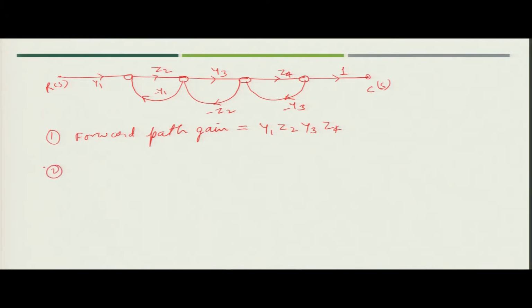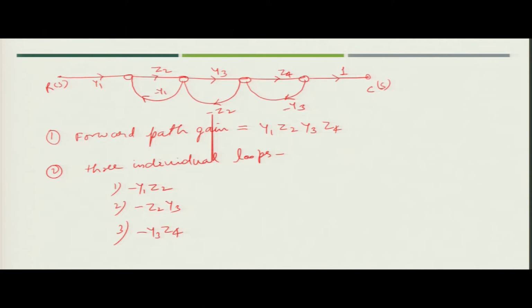Next, we need to find out how many individual loops we have. Here we will have 3 individual loops. What are those individual loops? The first one will be minus of y1 z2, the second would be minus of z2 y3, and the third one will be minus of y3 z4. So, these will be the 3 individual loops which you will find.